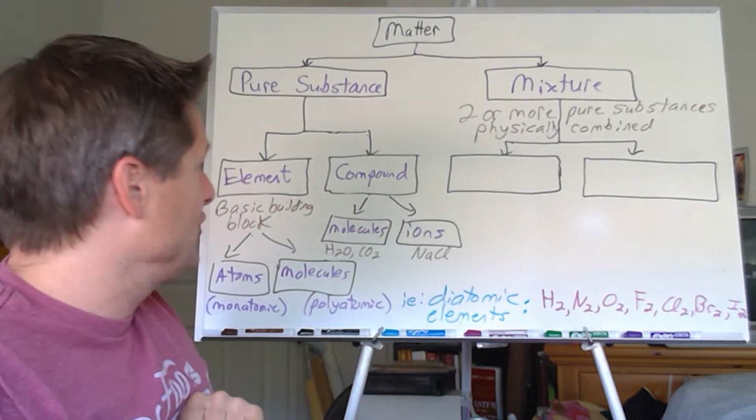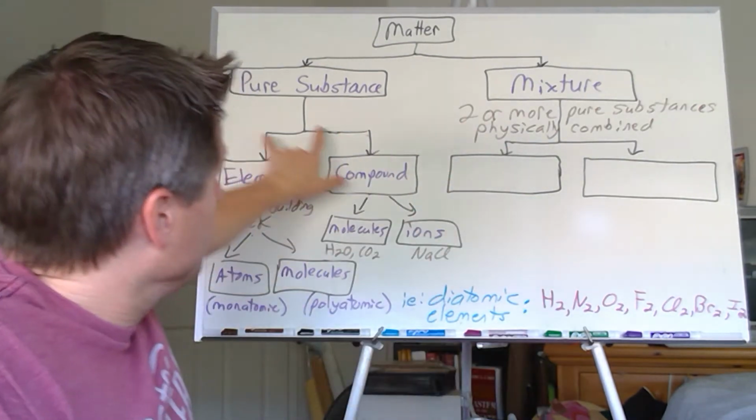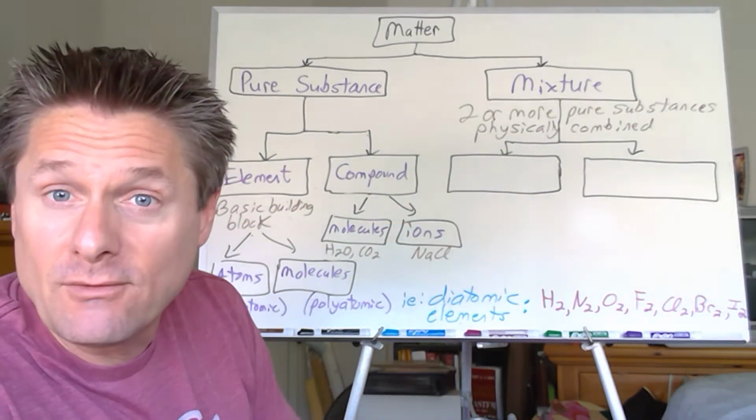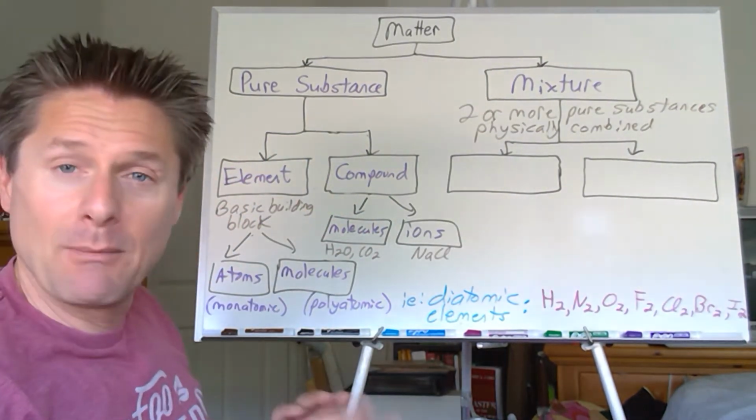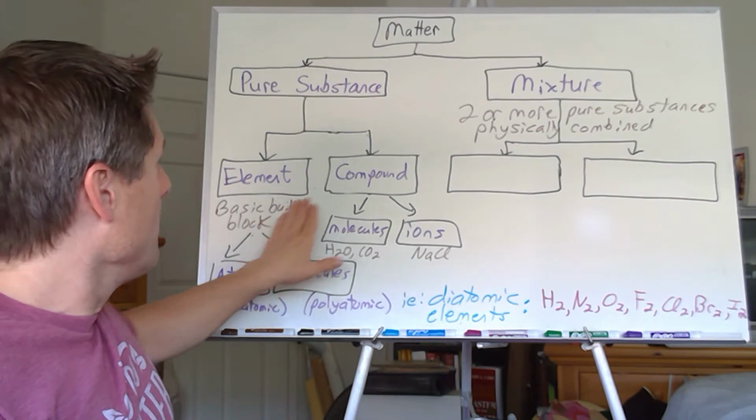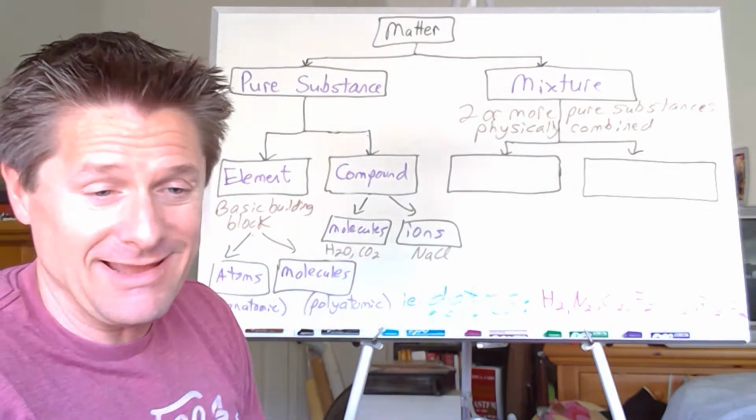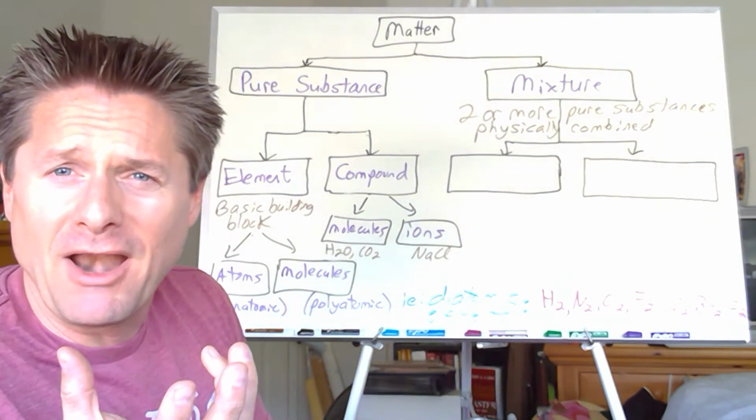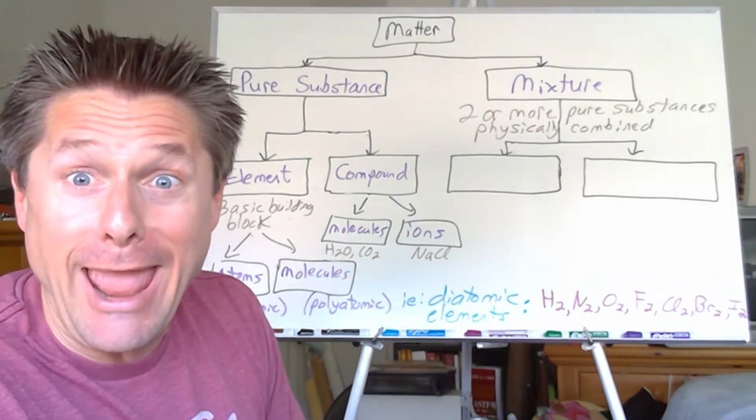Let's take a look at mixtures here. Two or more pure substances. So that would be elements or compounds, right? So I could have two or more elements physically combined, not chemically reacting, because not all elements are going to chemically react when you stick them together, right? I could take a chunk of iron and a chunk of manganese and throw them in a box together. Nothing's going to happen, right?